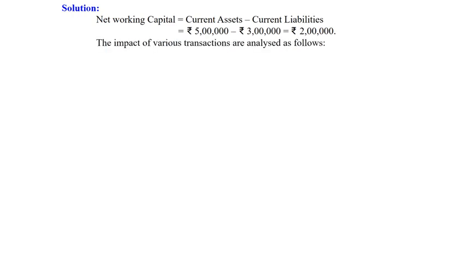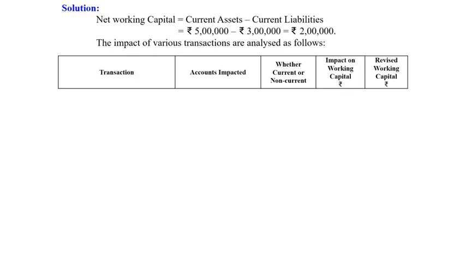Okay. Let us analyze the impact of various transactions given. I am taking a table over here. It need not be put in the form of a table; for analysis purposes, I have taken the help of a table. So transaction, nature of transaction. I am segregating the transaction into the accounts impacted, and stating whether the accounts impacted are current or non-current. Then we will be analyzing the impact on working capital, then writing up the revised working capital.